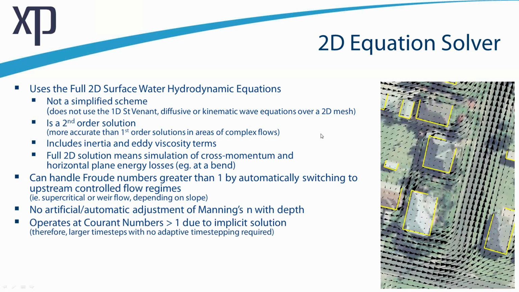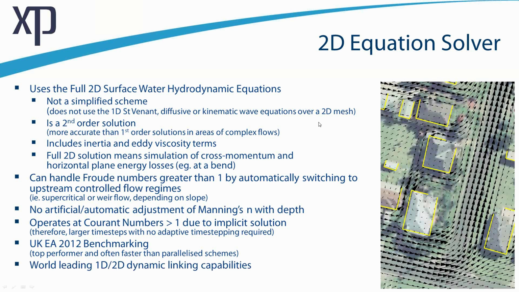It's an implicit scheme, which means it's operating on a Courant number greater than 1, and that therefore allows large time steps and no need for adaptive time stepping, which has benefits. In the UK 2D benchmarking, which some of you would be familiar with, it is one of the top performers, and it was often faster than many of the parallelized schemes. And probably one of the biggest strengths with the 2D engine is its actual linking capabilities with 1D schemes, and I'll show a slide on that in a second.